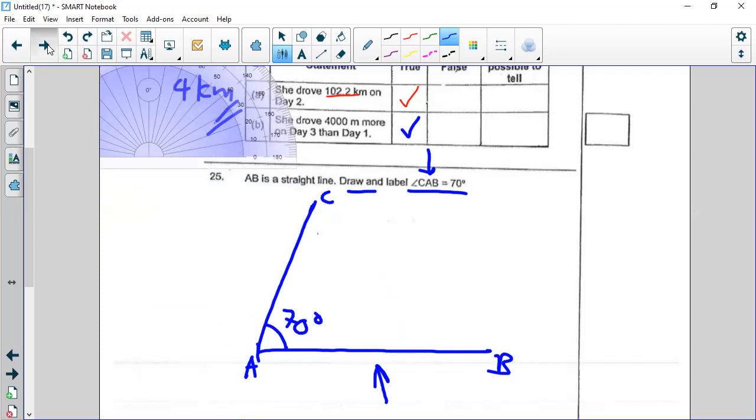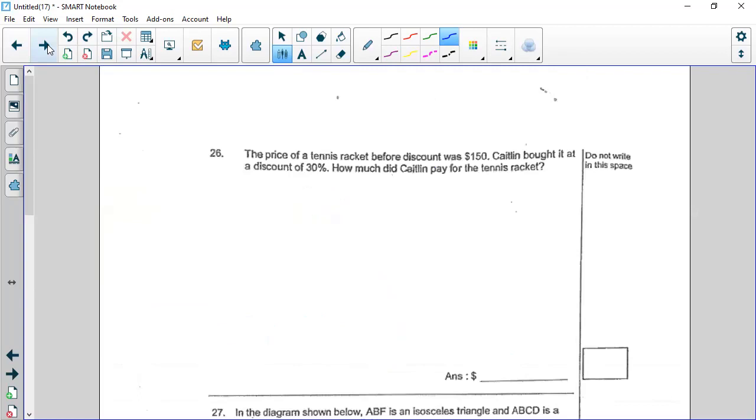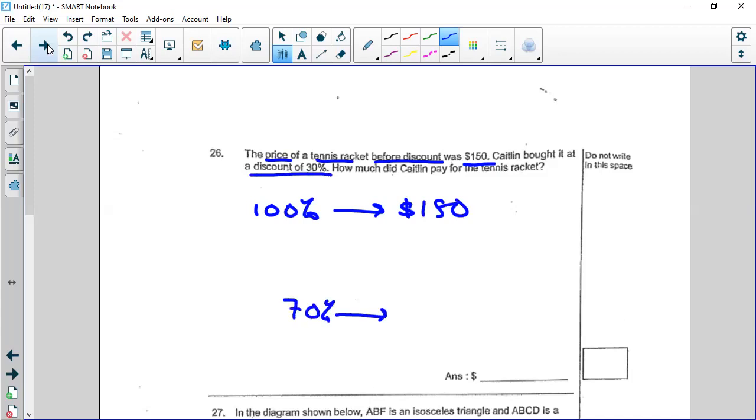Question 26. Okay, the price of a tennis racket before discount. Before discount is always 100%. 100% is the price at first, and that is $150. Cai Ling bought it at a discount of 30%. So how many percent did she pay? That will be 70%. Okay, make sure you know how to get 70. 100 minus 30, she only pays 70%.